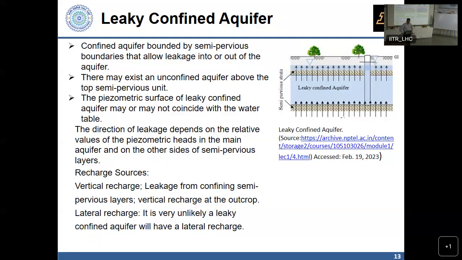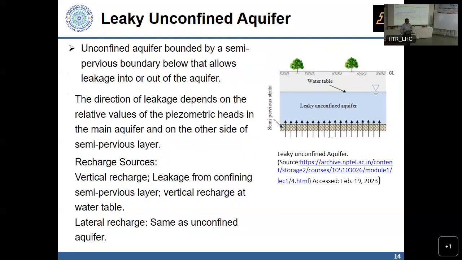Same for unconfined aquifers. We can have leakage in unconfined aquifers. Unconfined aquifers are essentially bounded by a semi-pervious layer at the bottom that may allow leakage. Again, the direction of leakage will depend on what the piezometric head is on the other side of the semi-pervious layer versus what it is within the main aquifer. And the recharge sources are going to be similar to what we have for unconfined aquifers.